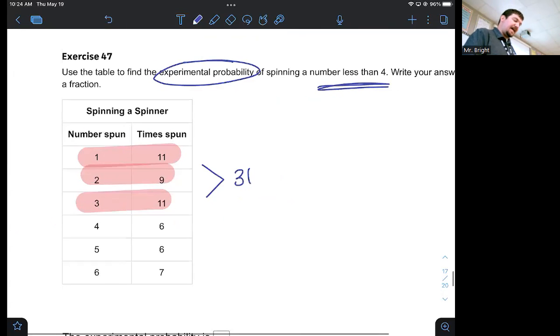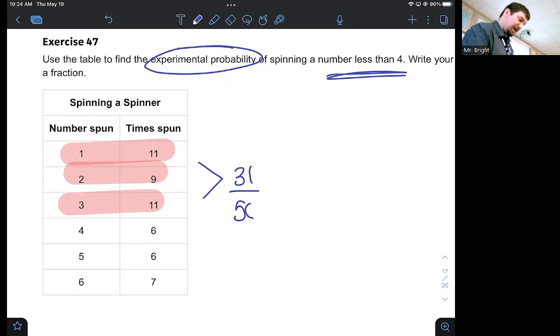So 31 times that happened out of, because it's a fraction, experimental probability is how many times did we see it happen versus how many times have we seen any number of spins happen? We know that's 31. Add 6 to 31, that's 37. Add 6 to 37, you get 43. Add 7 to 43 and you get 50. So this would be 31 out of 50 spins, and that would be our fraction, except does that reduce?